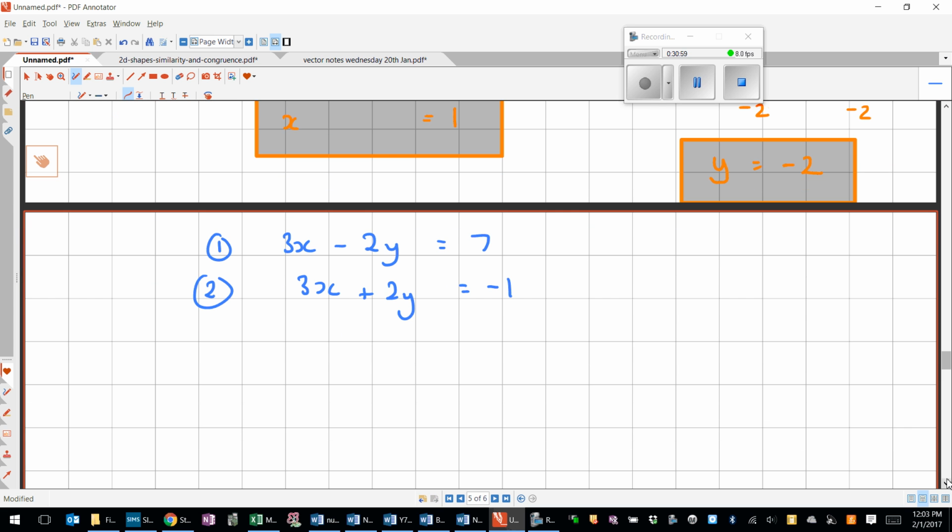But we can equally eliminate the x's because they're the same as well. Right? But this time, because it's 3x and 3x, we're going to subtract. Now, which way do you want to subtract? Do you want to subtract 2 from 1 or 1 from 2? Doesn't matter, but you choose based on what makes it easier for you. 1 from 2.